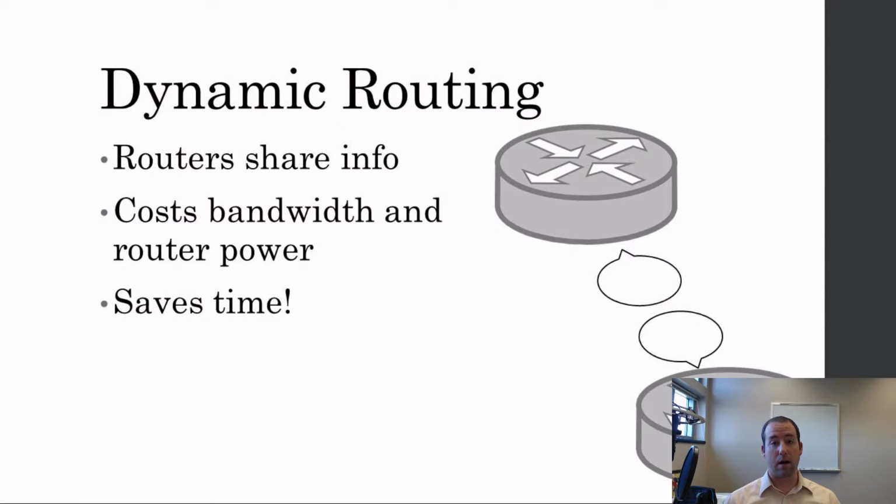Those options are dynamic routing protocols. And there's a few of them. We'll talk about a couple different classes of dynamic routing protocols. But for the most part, what you need to understand is that dynamic routing protocols allow routers to share information between each other. It allows routers to talk to each other to share those routes and to share that information.